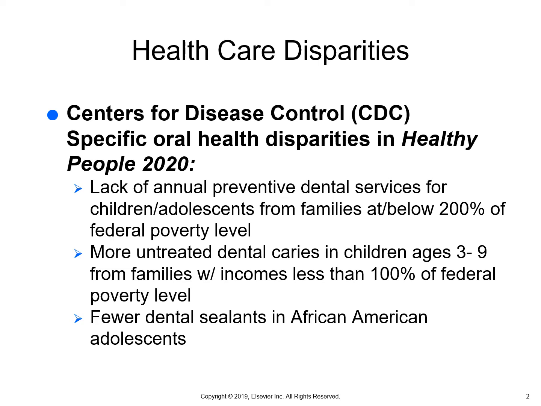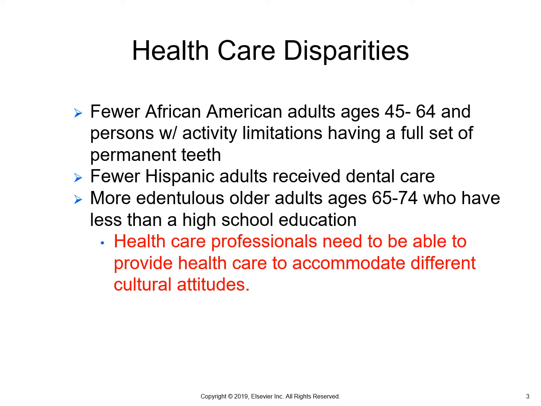There are more untreated dental caries in children ages 3 to 9 from families with incomes less than 100% of the federal poverty level. And fewer dental sealants are seen in African American adolescents than others. Fewer African American adults ages 45 to 64 and persons with activity limitations have a full set of permanent teeth. We see problems. Fewer Hispanic adults are receiving dental care. More edentulous older adults ages 65 to 74 have less than a high school education.